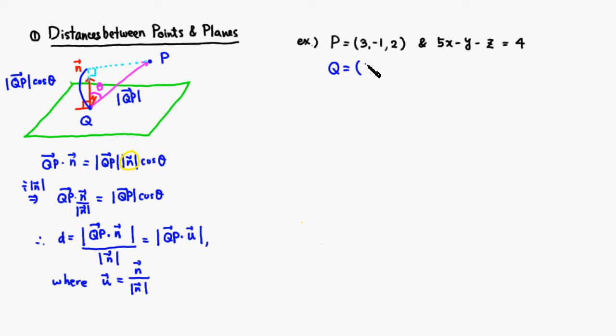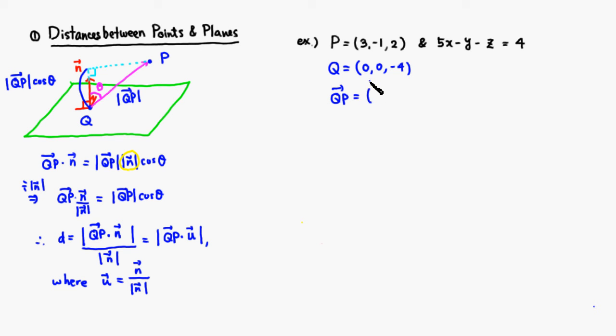To make our lives easier, what if I put x equals 0, y equals 0? In order to satisfy the equation of the plane, you can put different numbers, but I like zeros. So negative z has to be equal to 4, so z has to be negative 4. So (0, 0, -4) satisfies the equation of the plane, which means this point is on that plane. So we found Q. Then we can find the vector QP.